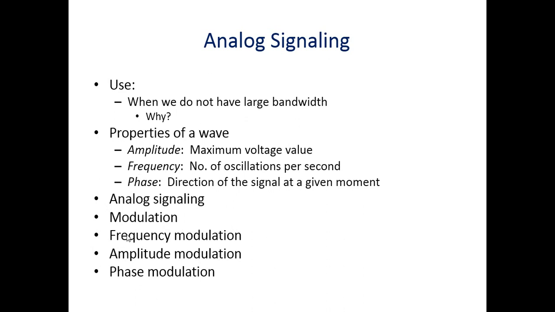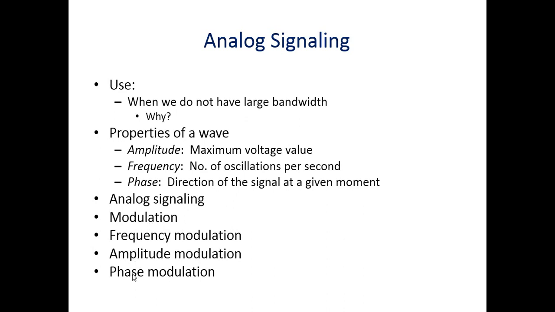Frequency modulation. The definition of frequency modulation is when analog signaling is performed by changing the frequency. Frequency is the number of oscillations generated during a period of time. It may be more or less, but there is no change in the amplitude and the phase in the case of frequency modulation. In amplitude modulation, analog signaling is done by changing the amplitude of the wave. There is no effect on the frequency or the phase in amplitude modulation.